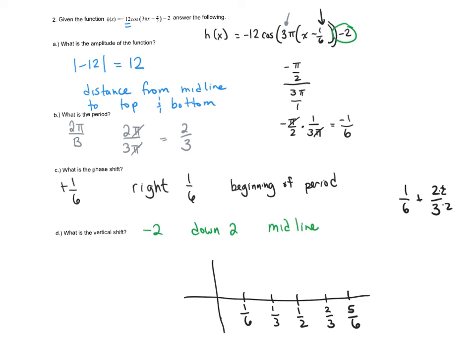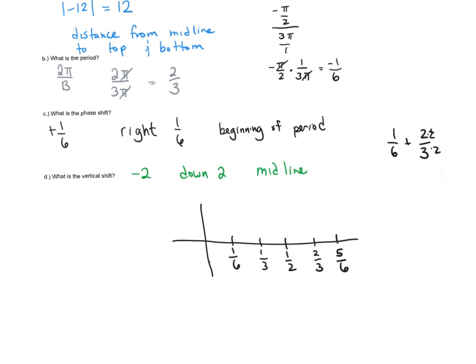So there's my axis. The midline, we said, was -2. So I'm going to put -2 here. And the amplitude was 12. So I'm going to go up 12 from -2, which will put me at 10. And I'd have to go way down to -14 to get the bottom. But remember, here is my midline. Here is my new top. Here is my new bottom.